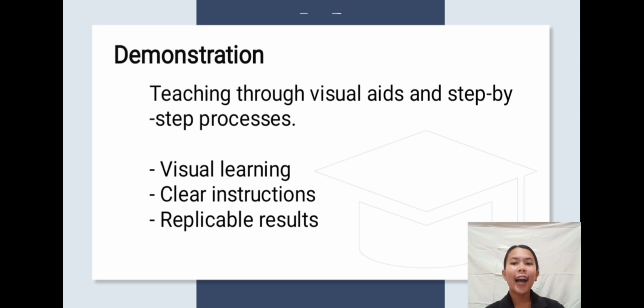So, here are the key features of demonstration. First is visual learning. Second is clear instructions. And last is replicable results.